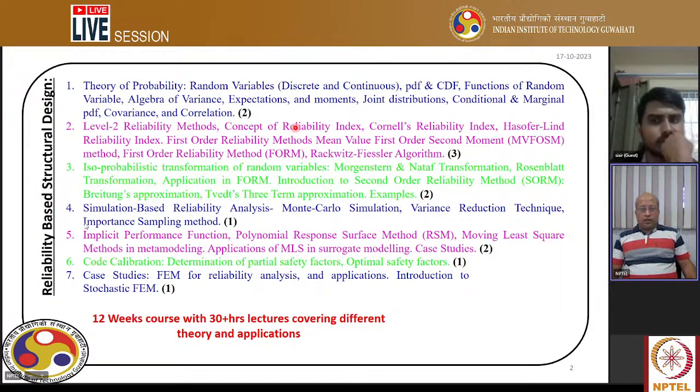Obviously, in this formulation, we started our discussion with the mean value first order second moment method, and gradually we developed first order reliability methods. And then we also developed the Rackwitz and Fiessler algorithm. That's a solution technique to find the optimal distance in the standard normal space, because that represents the design point, the most probable point of failure.